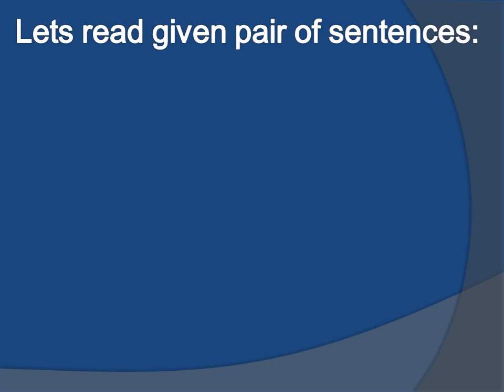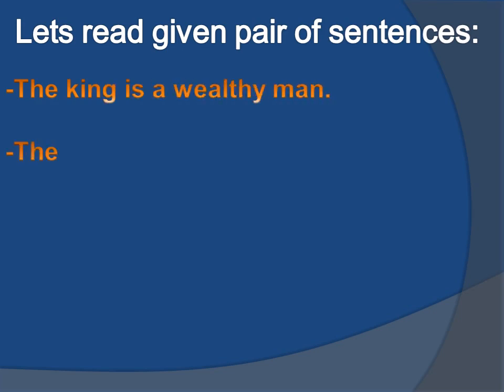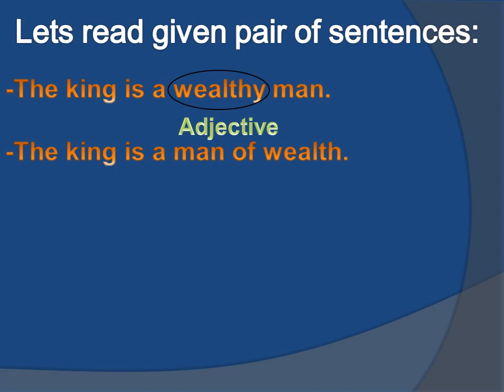Let's read given pair of sentences to understand adjective phrases more clearly. The king is a wealthy man. Now see another sentence. The king is a man of wealth. Now both the sentences are depicting the same meaning, but there is a bit difference. In the first sentence, wealthy is an adjective, and in the second sentence, of wealth is an adjective phrase.